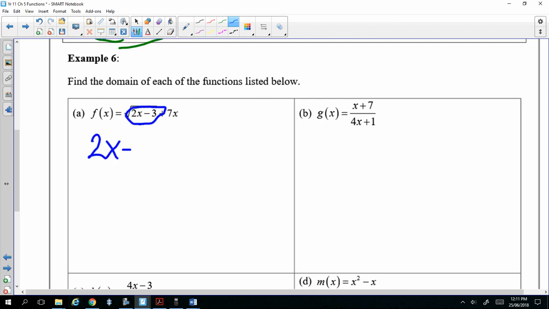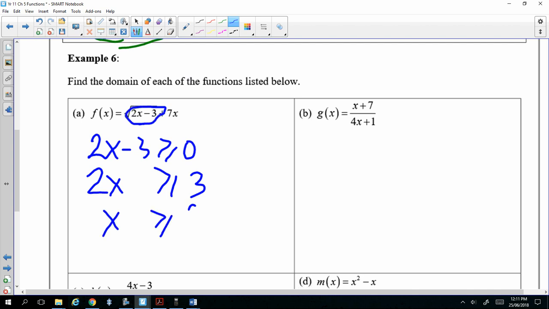The 7x doesn't do anything. Just make sure whatever you're square rooting has to be positive. And to get the domain, you solve for x. How do you solve for x? You move the 3 to the other side, so 2x is bigger than or equal to 3, then divide by 2. That's your domain. x has to be more than or equal to 3 over 2.